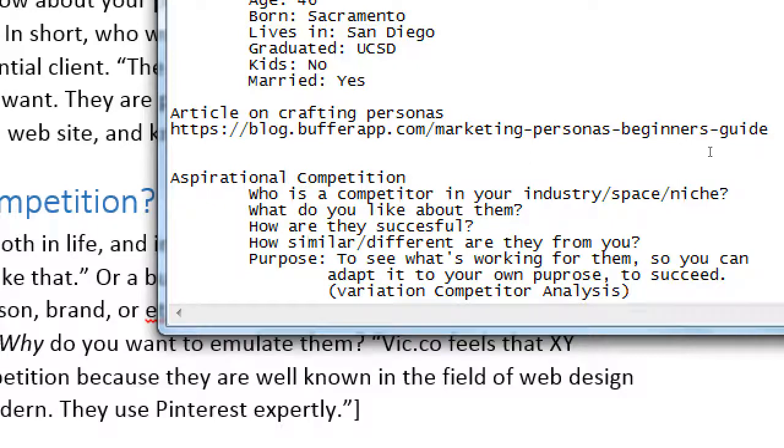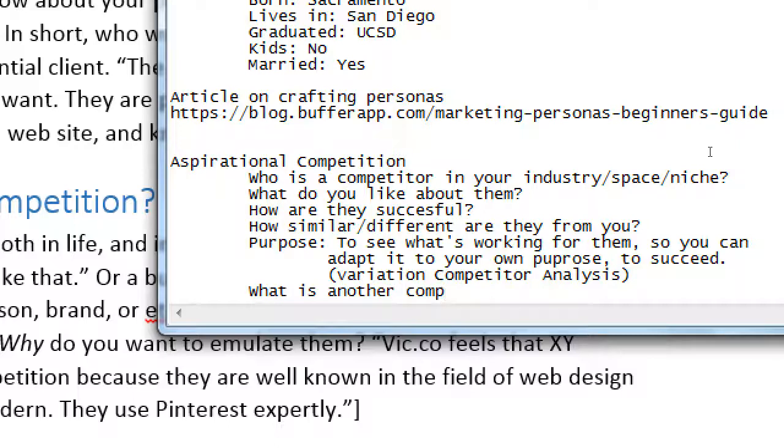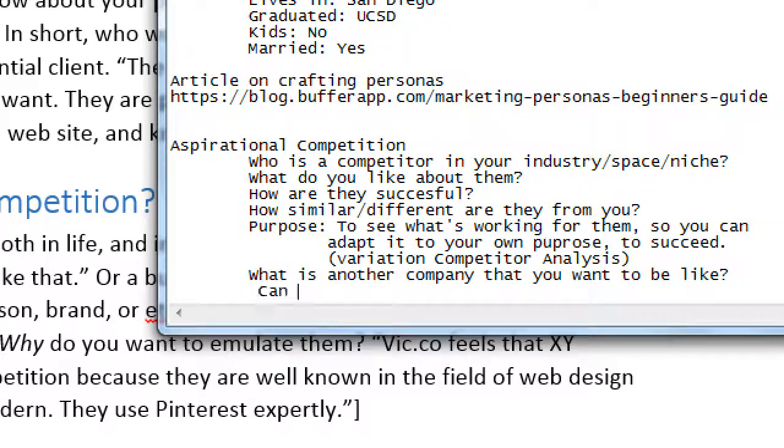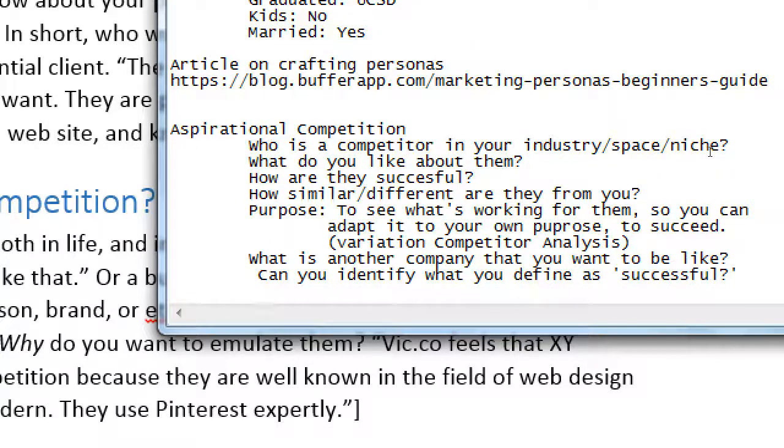So it doesn't have to be direct competition. They're both restaurants. That's close enough. One is Mexican food. One is American food. That's different there, but they're both food. But they're an aspiration. So what is another company that you want to be like? Can you identify what you define as successful? That then leads to eventually, what can I do that they do, but in my way?